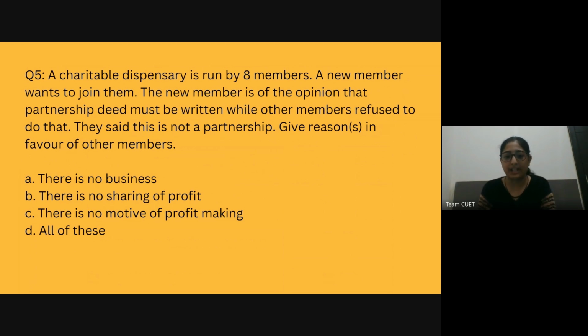Since it is a charitable dispensary, and the purpose is demanding a partnership deed, which is made for the purpose of earning profit, and a charitable trust is not made for the purpose of earning profit, what other members are saying is correct. Let's see what the options say. A says that there is no business. B, there is no sharing of profit. C, there is no motive of profit making. D, all of these. All these A, B, and C are correct. So our answer is option D.